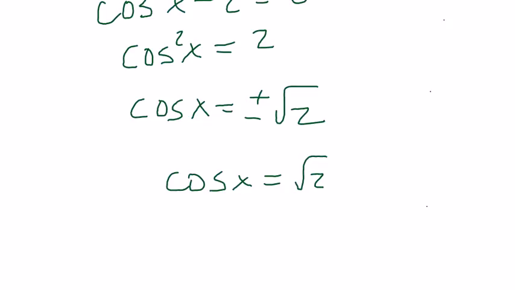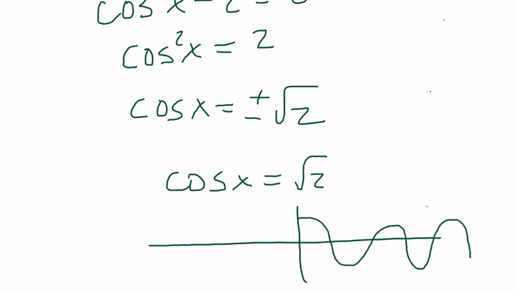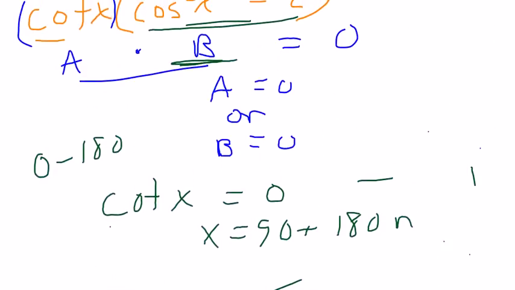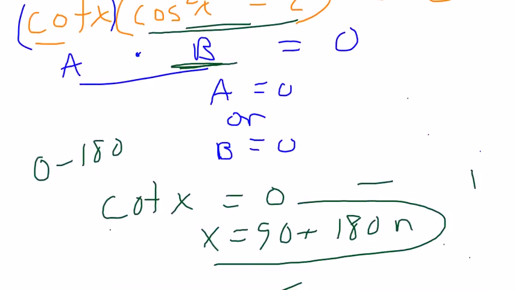Why is that? Well, we're trying to ask the calculator when these two lines intersect. This line represents the square root of 2, and the green line represents cosine. These two will never intersect. So basically, this can never happen. This can never happen. So we know that the only possible answer is this one right here.